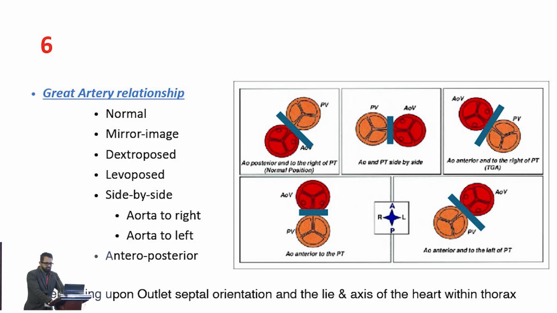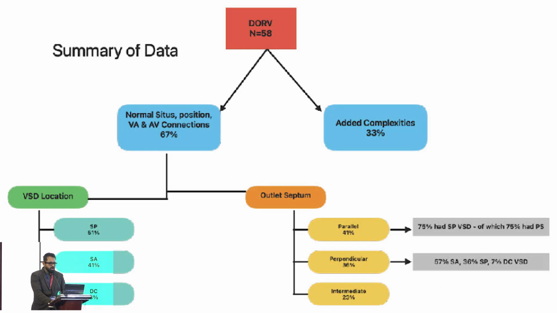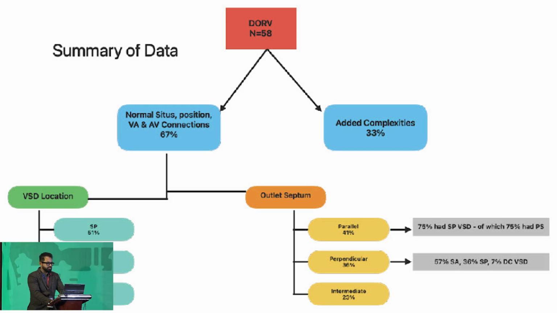The relationship of the great arteries themselves depends upon the malalignment of the conal septum, as well as the position and the axis of the heart within the chest. Of the 58 DORVs that we looked at, the VSD location was subpulmonic in 51%, subaortic in 41%, and doubly committed in 8%. The outlet septum was parallel malaligned in 41%, perpendicular in 36%, and intermediate in 23% of the patients.